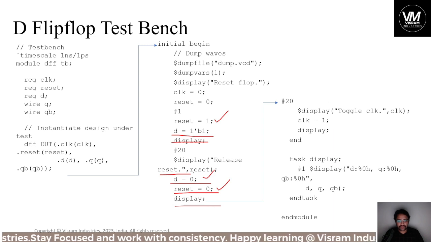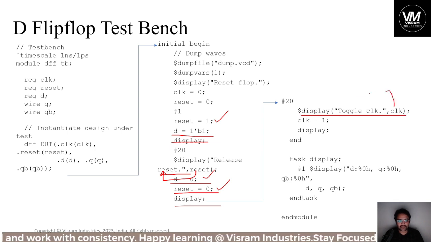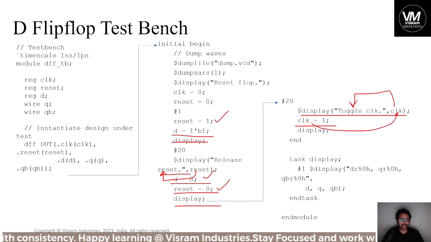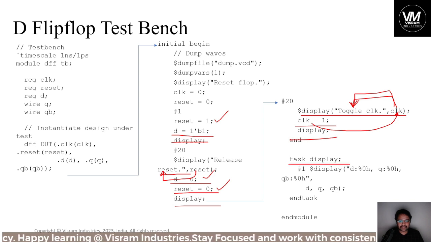Whatever the reset value is there, that can be seen here. And after 20 nanoseconds, display toggle clock. The clock is displayed after clock is equal to 1. That clock is taken into here, and clock is represented here. Display and task display. You can write #1 after $display, which is nothing but the printf statement in C programming. So what is the value of D? %0h. What is the value of Q? %0h. Q bar is also %0h.